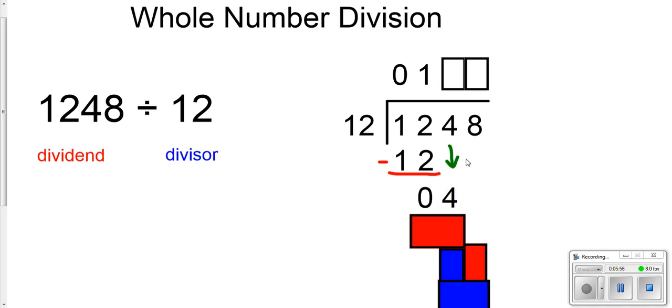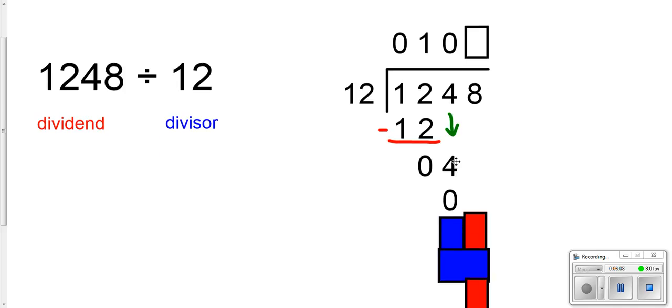Now is when we need to bring down this 4. 12 again won't go into 4, so we put a 0 up here. We could go through the process of saying 0 times 12 would be 0, then subtract 4 minus 0 is 4, and then bring down the 8. We could do it that way, or you could just say, if 12 doesn't go into 4, I'm going to jump the gun and go right to dropping down the 8. Call it 48 right here, because it's going to be 48 anyway. So you can save yourself a step if you want to. If you don't, and you want to go through the process, that is okay.